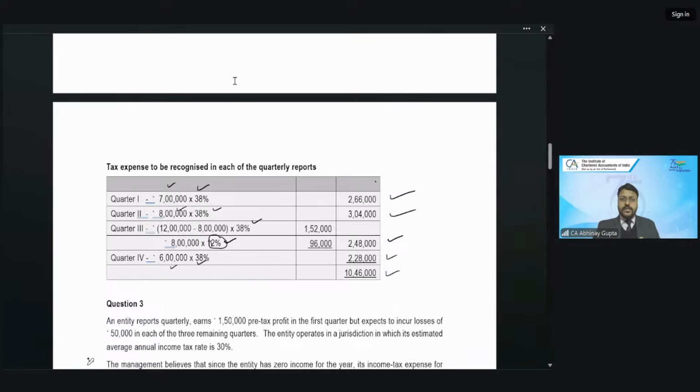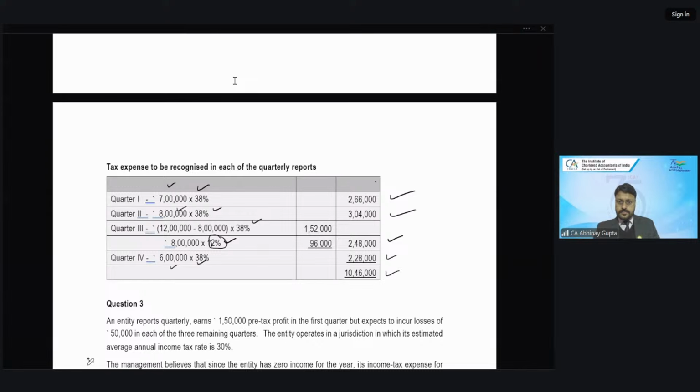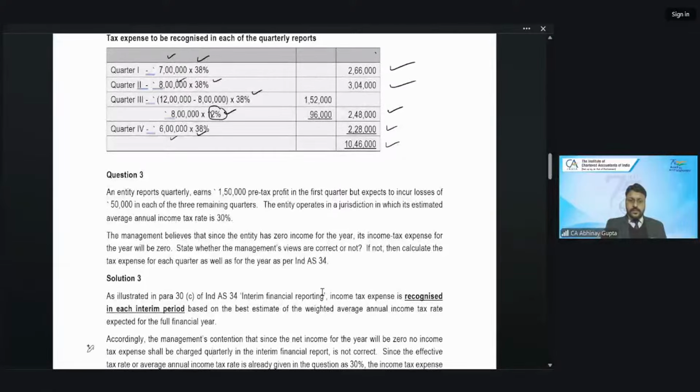Is your answer matching for all the quarters? Perfect. So you have nailed this concept. So this is how we are going to calculate the income tax expense for each of the quarters while producing the quarterly results, right? Any questions, doubts on this from anybody? Okay, let's do this one.